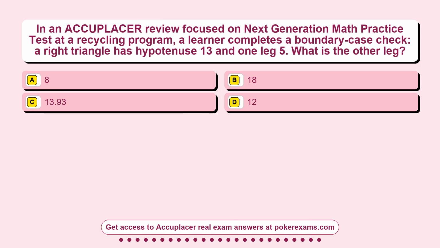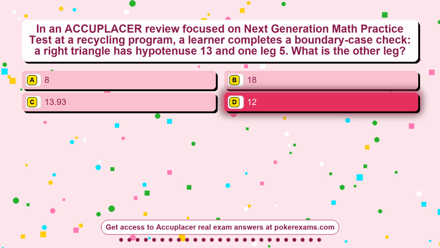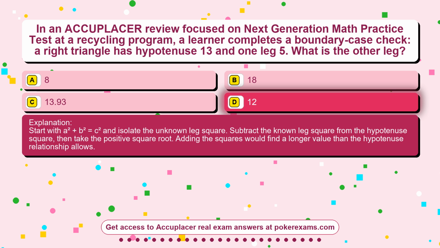Question 14. In an Accuplacer review focused on next-generation math practice test at a recycling program, a learner completes a boundary-case check. A right triangle has hypotenuse 13 and one leg 5. What is the other leg? Option A, 8. Option B, 18. Option C, 13.93. Option D, 12. The correct answer is Option D, 12. Start with a² + b² = c² and isolate the unknown leg square. Subtract the known leg square from the hypotenuse square, then take the positive square root. Adding the squares would find a longer value than the hypotenuse relationship allows.